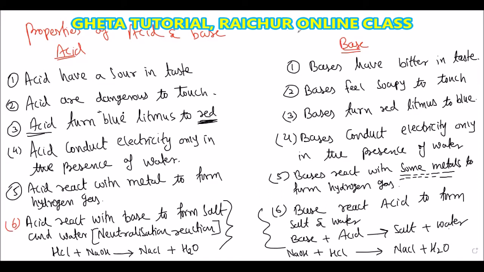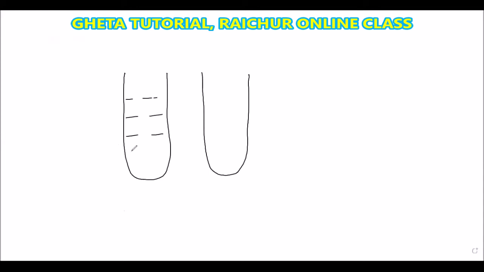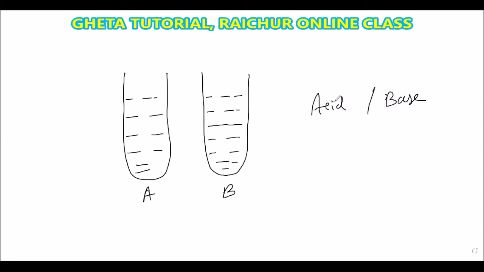All right. So, if I give you two test tubes. In one test tube, there is an acid solution. In the other test tube, a base solution. And you want to check in which test tube there is an acid and in which there is a base. So to check whether this is acid or base, what will we do? For that test, litmus paper. You will take litmus paper. But this litmus paper is called what? Indicator. Natural indicator.